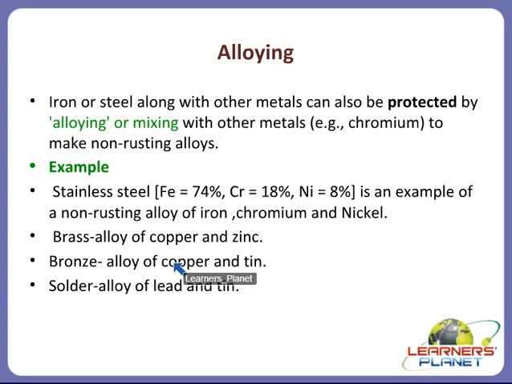Bronze is an alloy of copper and tin. Likewise, your solder, the metal which is used for soldering, is an alloy of lead and tin. So children, alloying is also one of the methods by which we can prevent rusting of metals. Now let's take a few more methods.